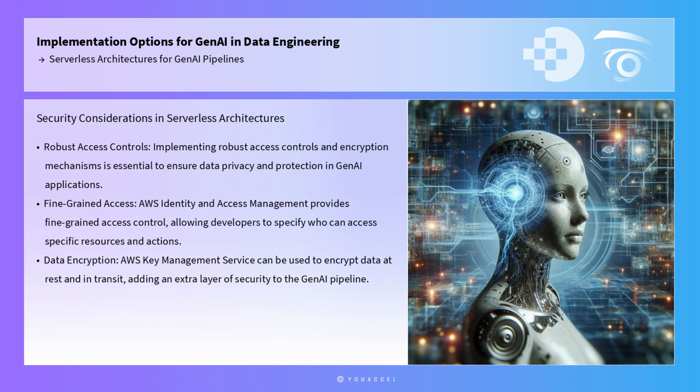Security is another critical consideration in serverless architectures, especially when dealing with sensitive data in GenAI applications. Implementing robust access controls and encryption mechanisms is essential to ensure data privacy and protection. AWS Identity and Access Management provides fine-grained access control, allowing developers to specify who can access specific resources and actions. Additionally, services like AWS Key Management Service can be used to encrypt data at rest and in transit, adding an extra layer of security to the GenAI pipeline.